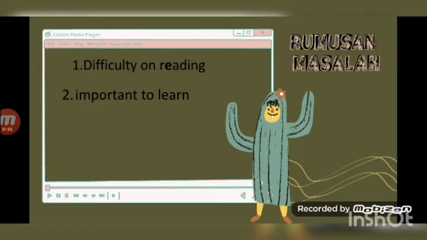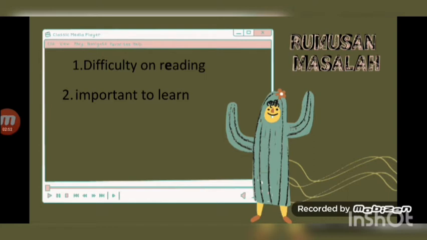Well, next. Difficulty in reading. Reading is also difficult for students. There are several difficulties that students experience in improving their reading skills. One of the factors is difficulty in understanding the meaning of the text. According to Jamaris in 2014, difficulty learning to read is caused by the development of the central nervous system which has minimal dysfunction.